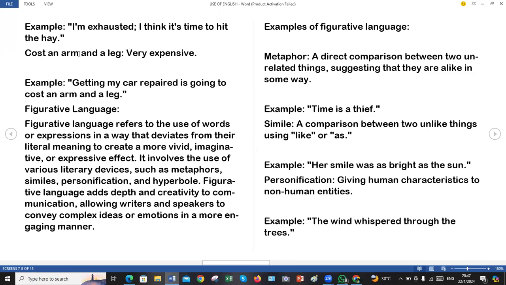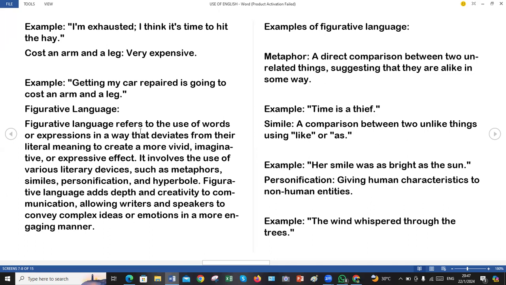Cost an arm and a leg. It means it is very expensive. That does not mean you literally use your hand and your leg to pay for it, okay? It simply means it's very expensive. Example sentence: getting my car repaired is going to cost an arm and a leg. So it means it's going to be very expensive for me to repair my car.